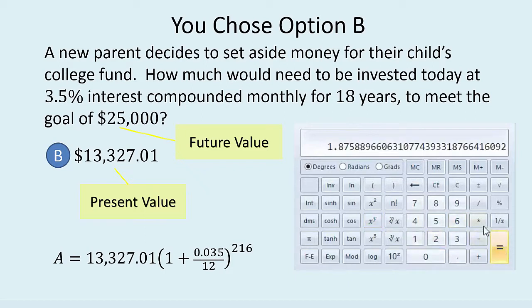Equals. Now we multiply this value times $13,327.01. And the result is $25,000. You are correct. Very good.